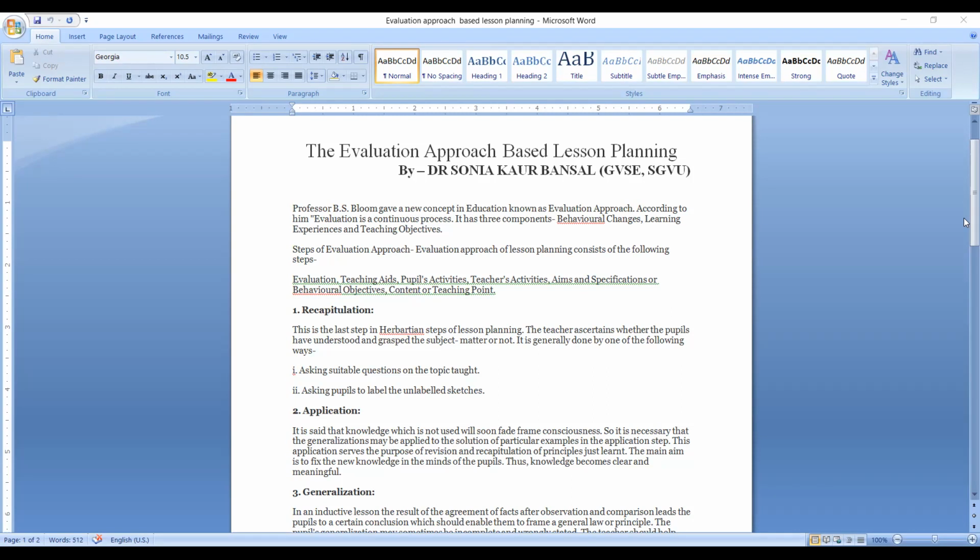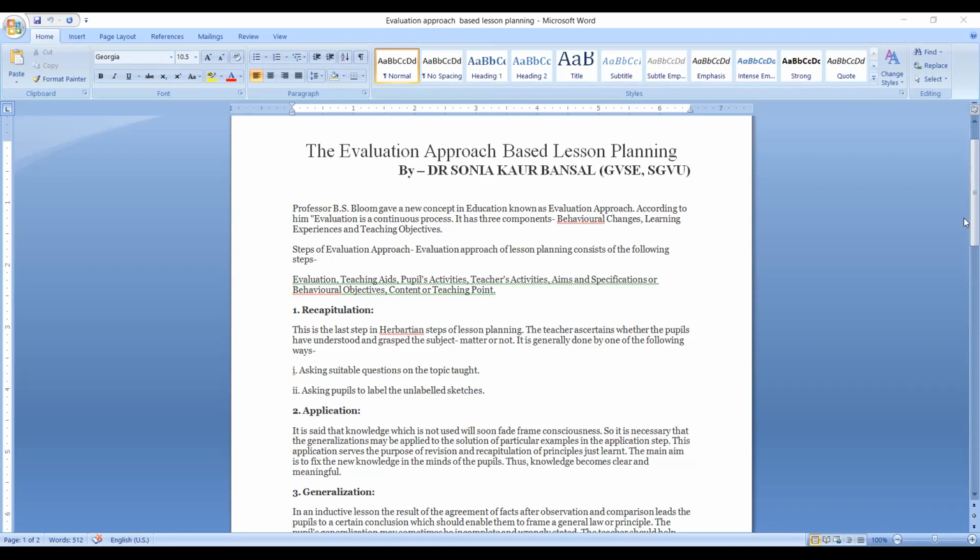Professor B.S. Bloom gave a new concept in education known as the evaluation approach. B.S. Bloom has given this term. According to him, evaluation is a continuous process, it never stops. It has 3 components: behavioral changes, learning experiences, and teaching objectives. I repeat, behavioral changes, learning experiences, and teaching objectives. Now, the evaluation approach of lesson planning consists of the following steps.